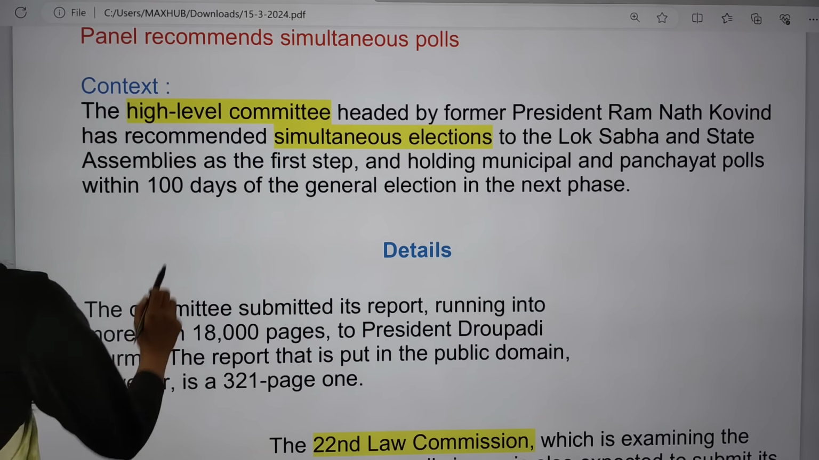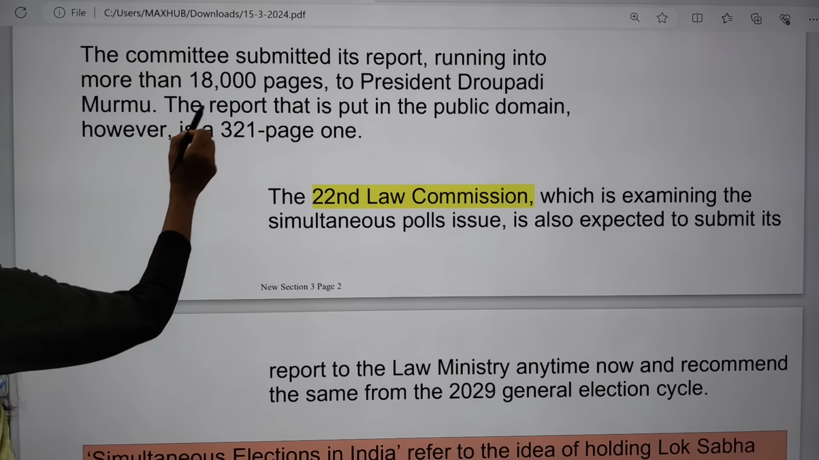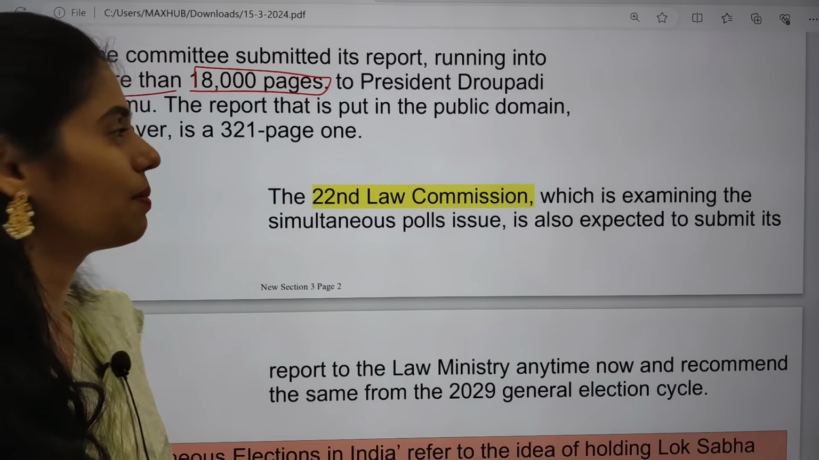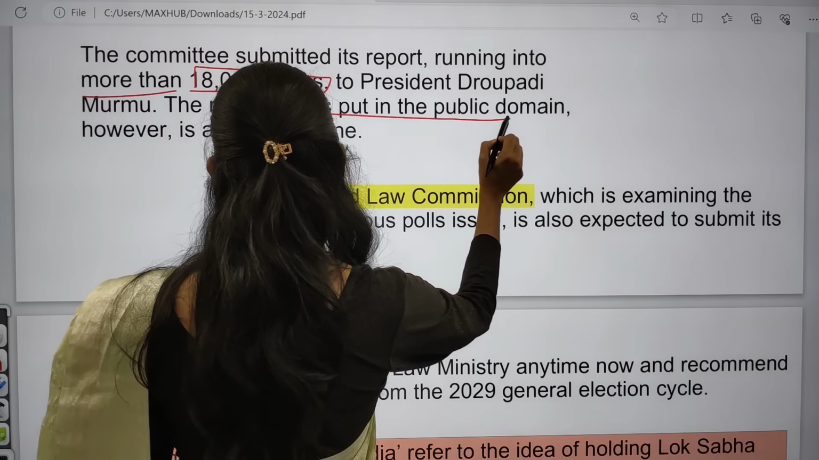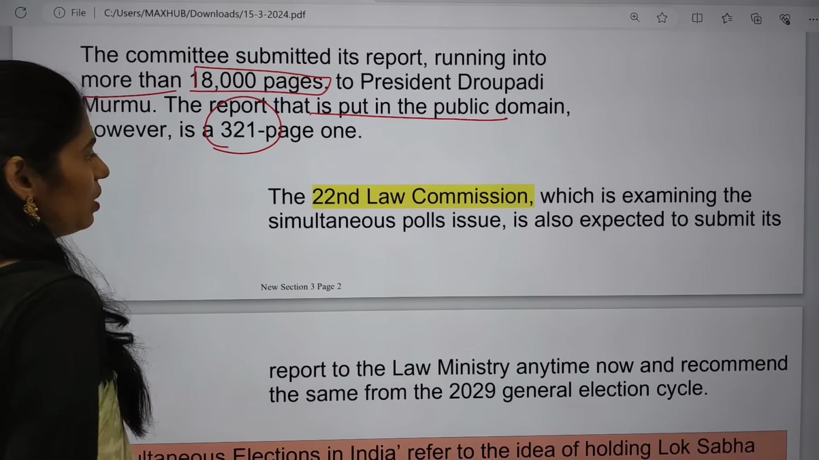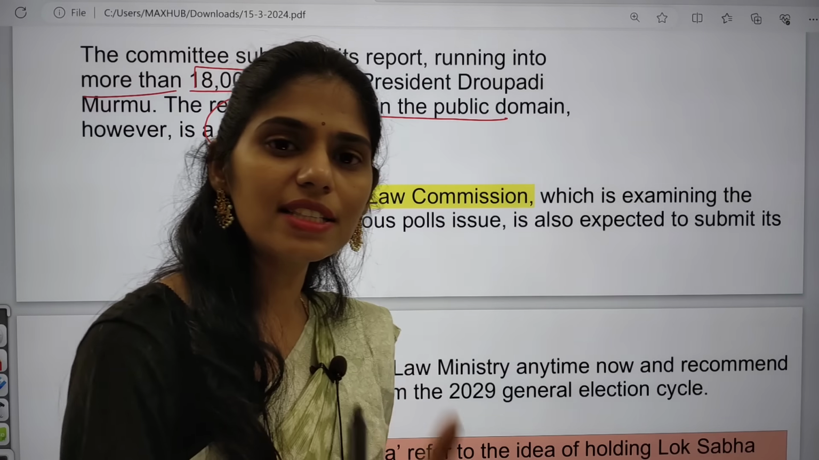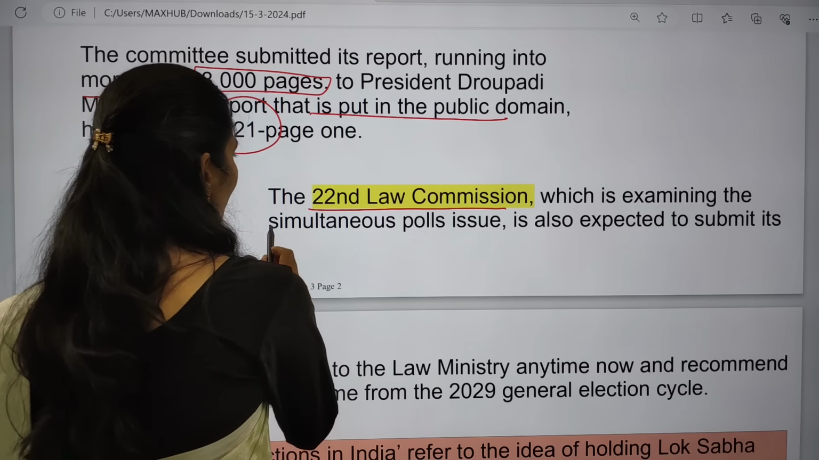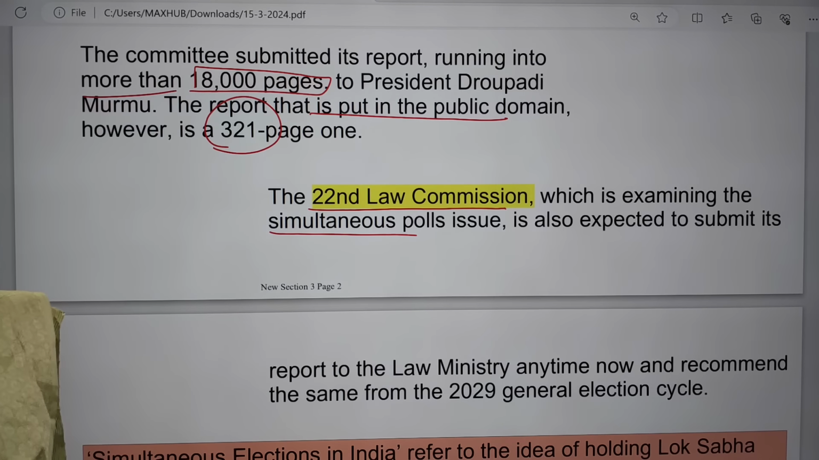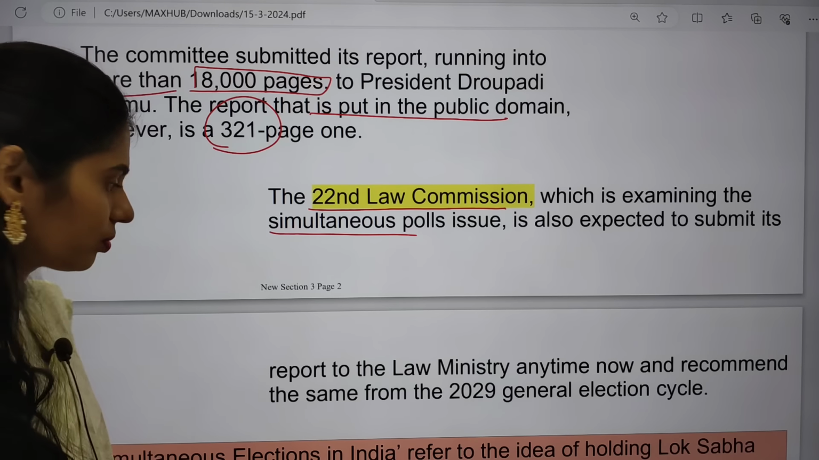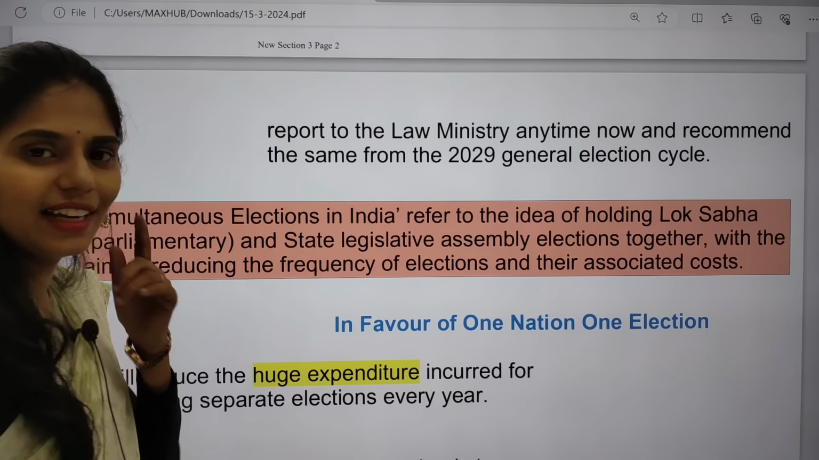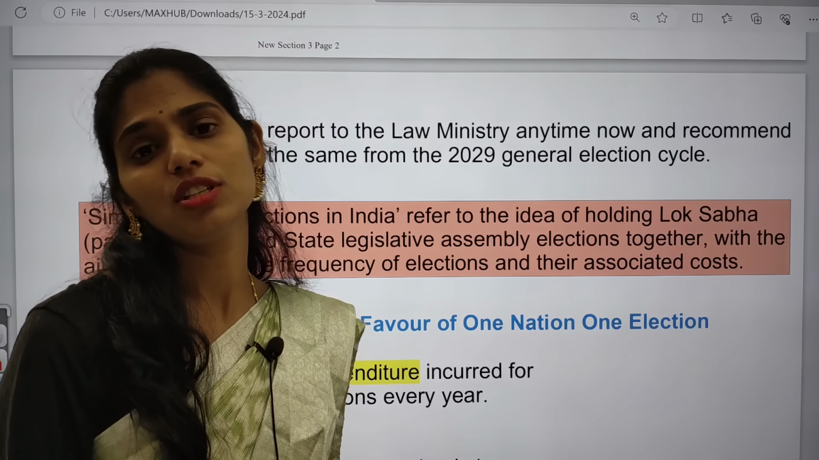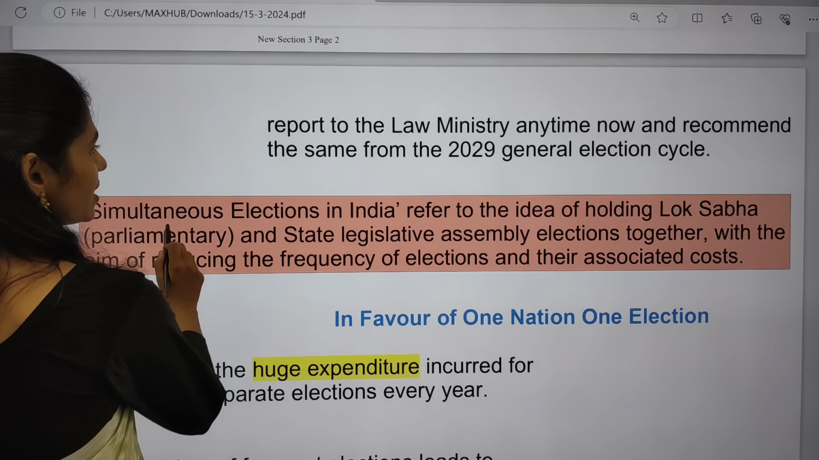And if you see some details, the committee submitted its report of more than 18,000 pages to our present president. And the report is put in the public domain, which is around 321 pages. And even the 22nd Law Commission report is pending. The 22nd Law Commission is also examining simultaneous elections, and it is expected to submit its report soon. After we get this, we can again discuss whether we are going to have simultaneous elections or not.